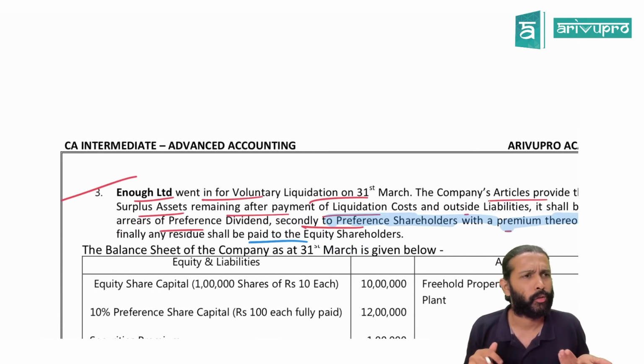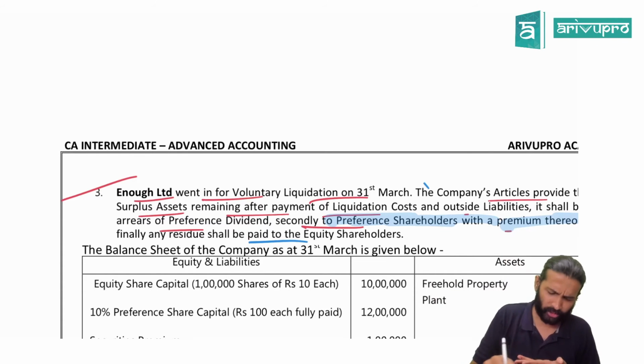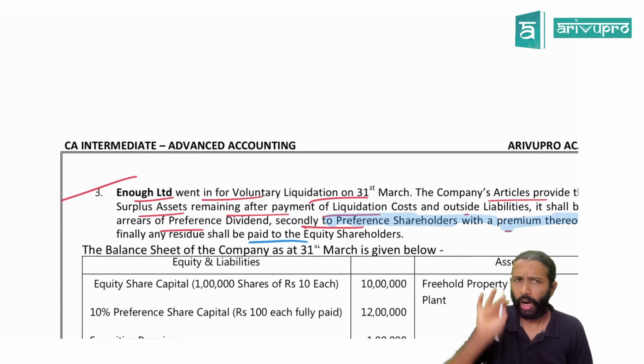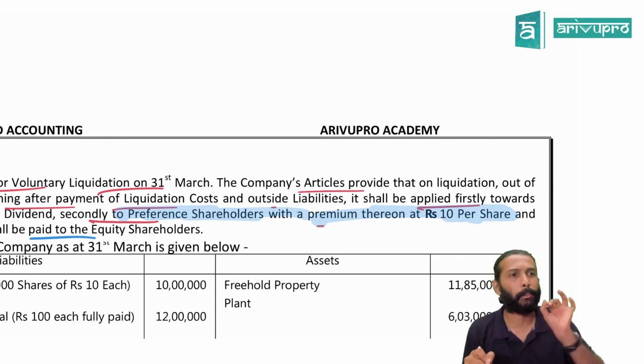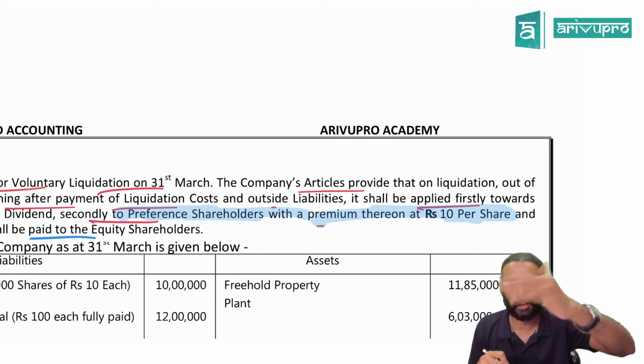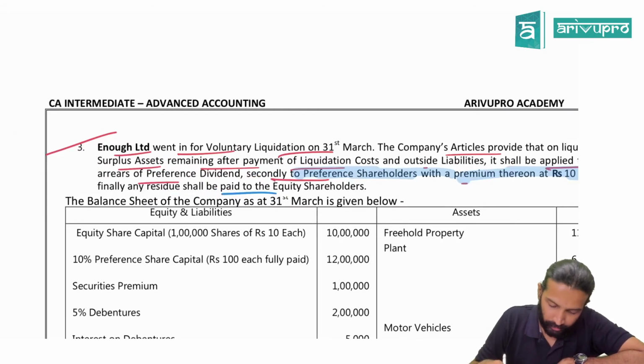Don't we know this? First you will pay outsiders, then preference shareholders, lastly equity shareholders. That is what they are telling in this sentence. The only thing important to us is that preference shareholders have been paid not the face value of their capital, but a little extra. Fine, premium basically. That is a takeaway.